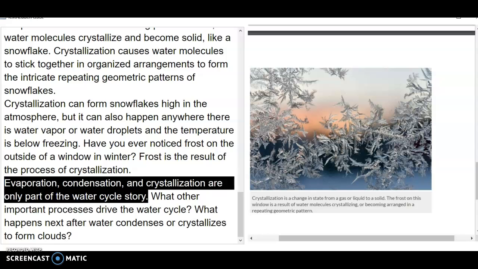Evaporation, condensation, and crystallization are only part of the water cycle story. What other important processes drive the water cycle? What happens next after water condenses or crystallizes to form clouds? We'll talk about that next week. For this week, I want you to focus on condensation and crystallization.